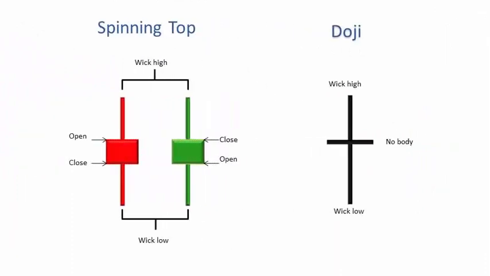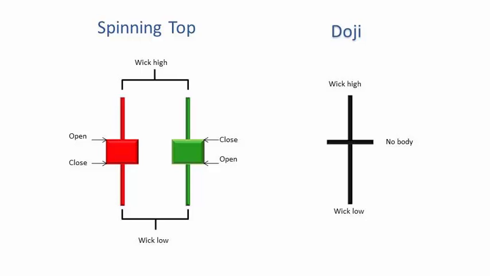Spinning tops and dojis are some of the more important signals in candlestick analysis and signify indecision between the bulls and the bears. These types of candles represent a lack of certainty in direction. Many traders treat the spinning top and the doji as a reversal pattern. The fact is, although a doji or a spinning top may signal a reversal in price, the only thing it lets us know for sure is that the market is unsure about the direction price should be going.